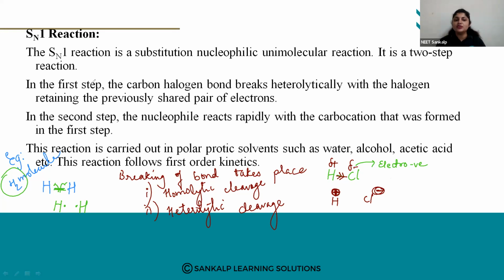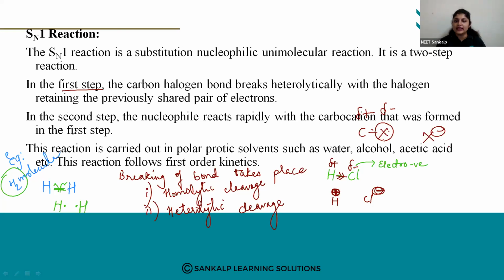So in the first step, the carbon halogen bond is present. As the halogen is highly electronegative in nature, there will be partial negative and partial positive charges. So the bond will break heterolytically. The halogen retaining the previously shared pair of electrons means this halogen will leave with the shared pair of electrons. Clear? So this sentence is clear.